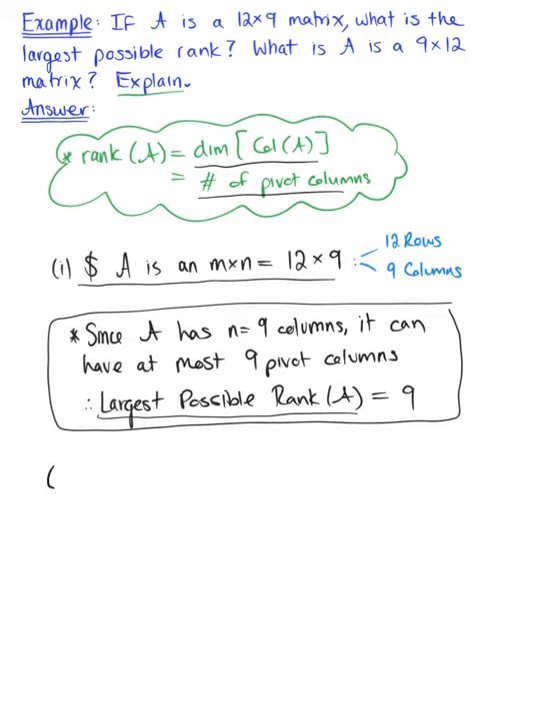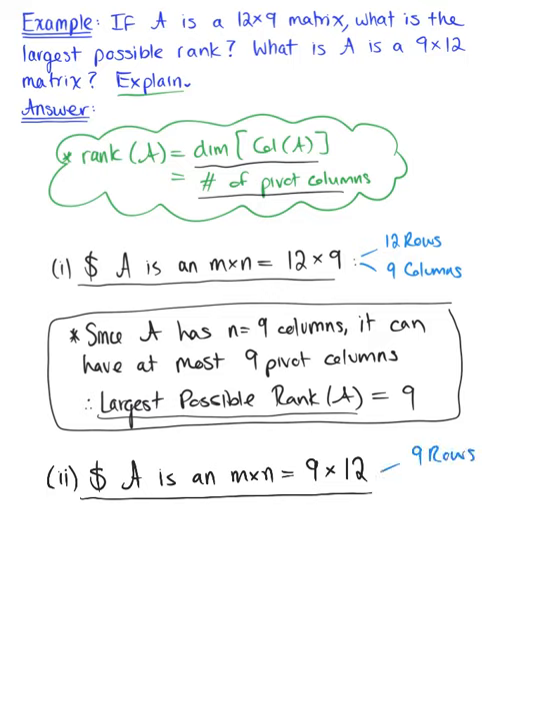So similarly, let's now reverse the size. Let's think about the transpose of this case. So we want to now suppose A is an M by N matrix such that it has a size 9 by 12. So what is this telling us? This tells us that this matrix has 9 rows and 12 columns.